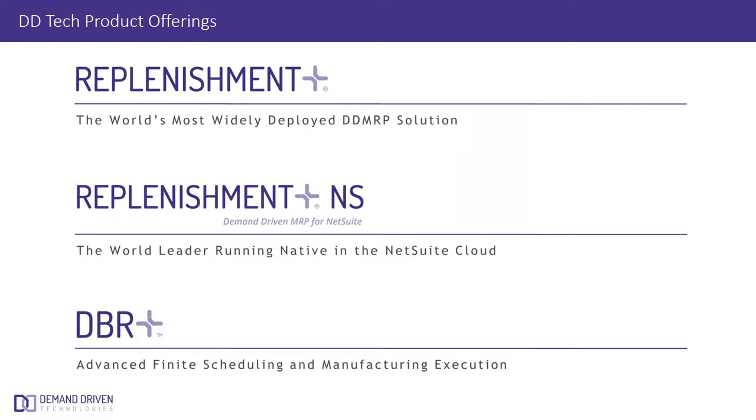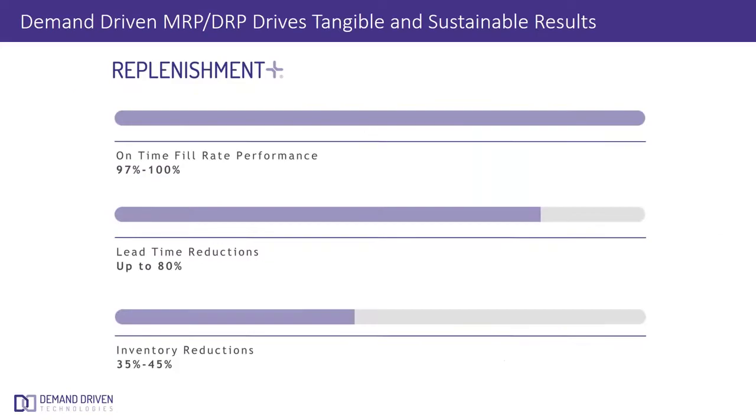We also have a finite scheduling solution in case there's any manufacturers out there that really helps do a better job of aligning your production schedules to where the true demands are. And there's nice handshakes between that and the replenishment offering. DBR is not yet in the NetSuite environment. We do plan to build a version of it to run in NetSuite, but that's not a product that's yet available. So again, it's all about tangible and sustainable results.